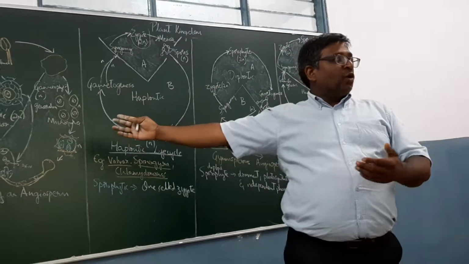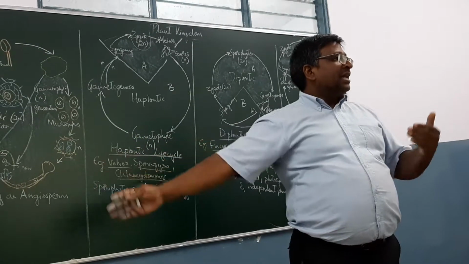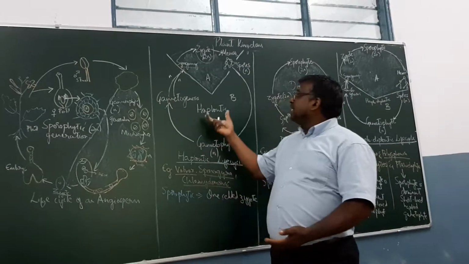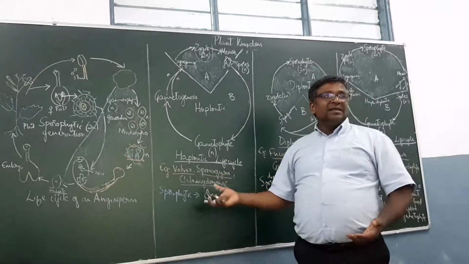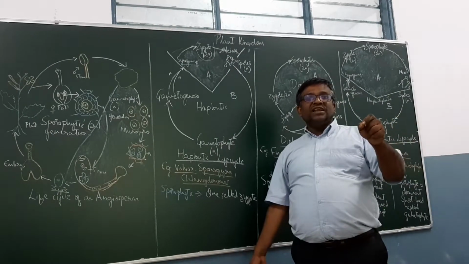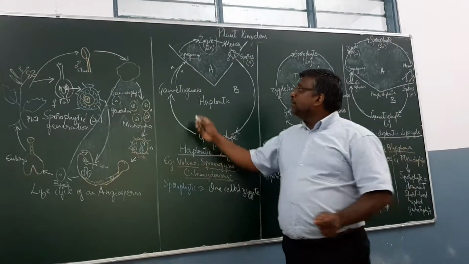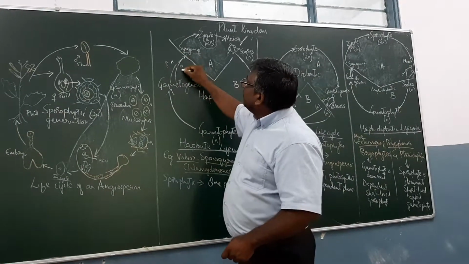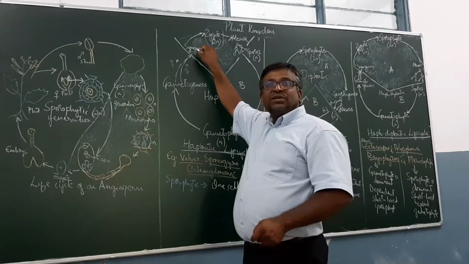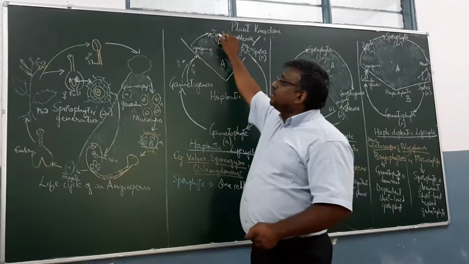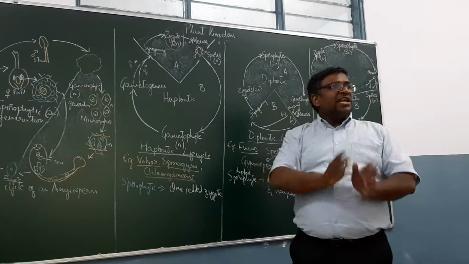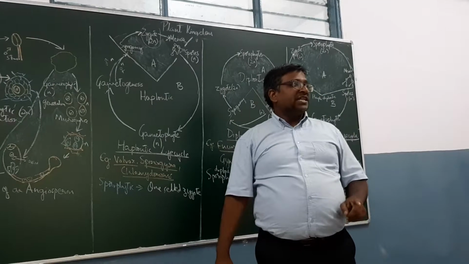Which examples can you see for the haplontic life cycle? Chlamydomonas, Volvox, Spirogyra. These are the examples for the haplontic life cycle. What is gametogenesis? Genesis means development. Gametogenesis means formation of gametes. Male gamete and female gamete are formed here, and they fuse. What do we call that fusion? Syngamy. In syngamy, the product is the zygote, which is diploid. Only this one stage is there. The sporophytic stage is highly reduced to only a zygote stage.